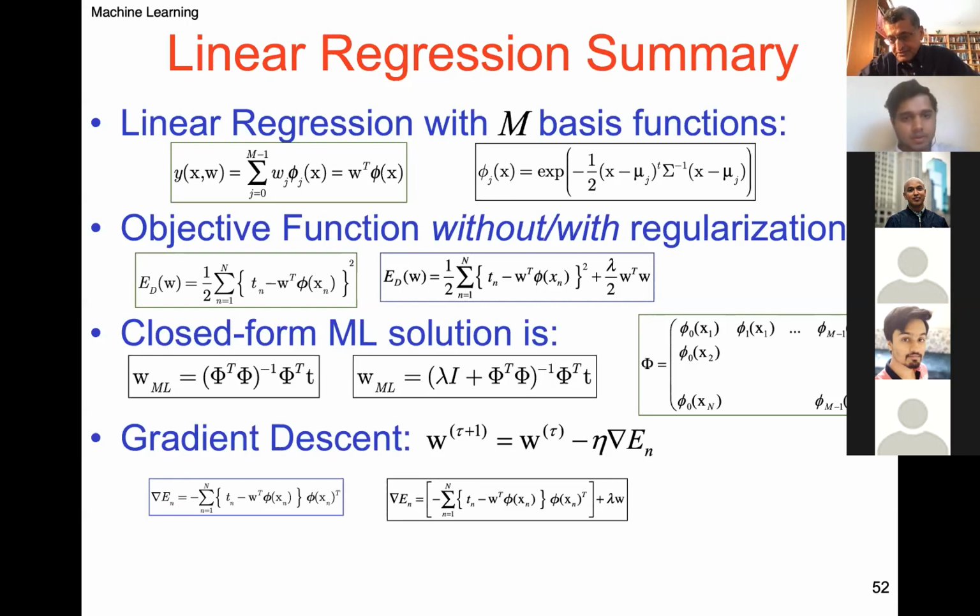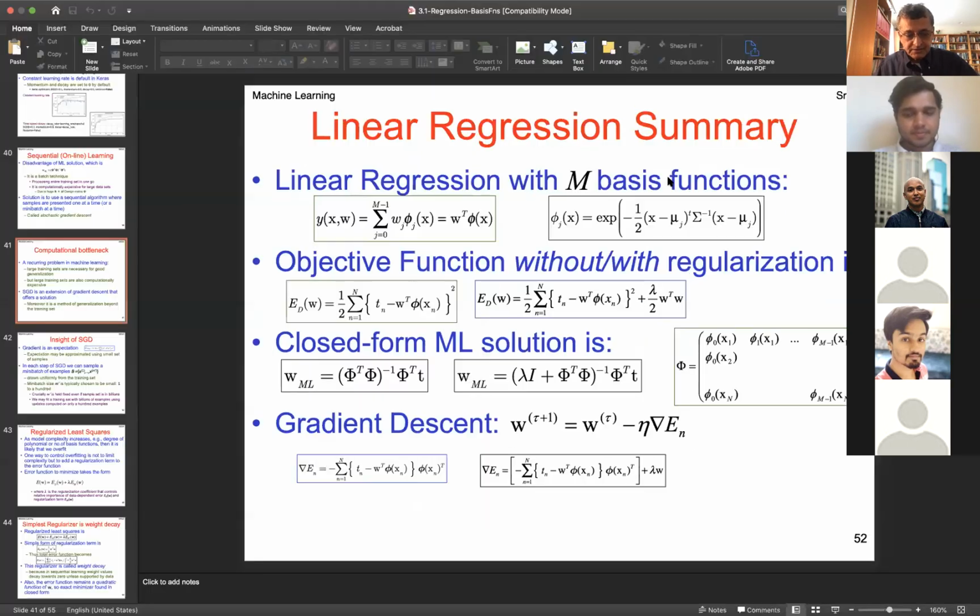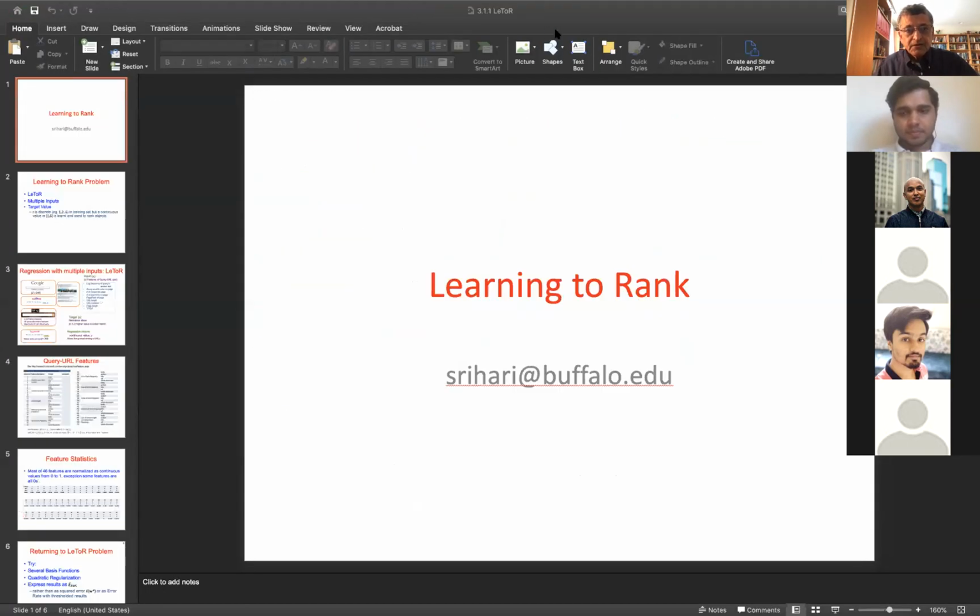How are we doing? Should I begin the gradient descent part? We have 6:15. So Mihir, we can go for another 10 minutes, right? Yep, another 5 to 10 minutes.